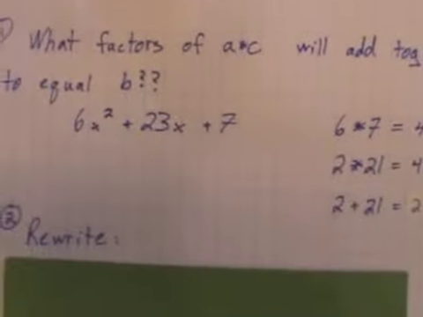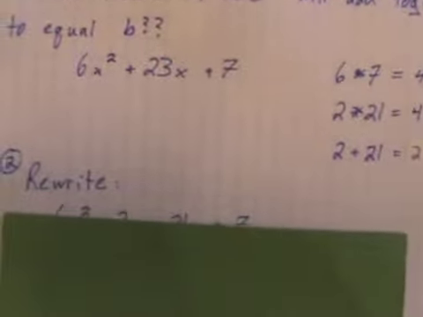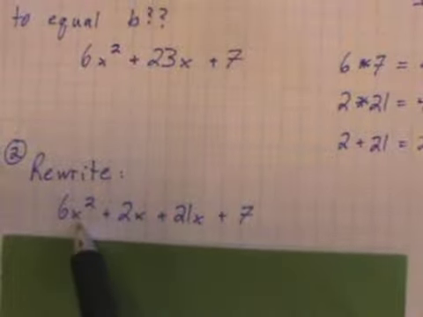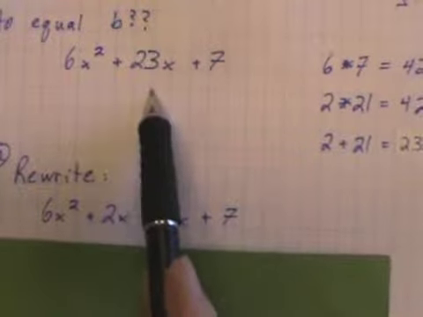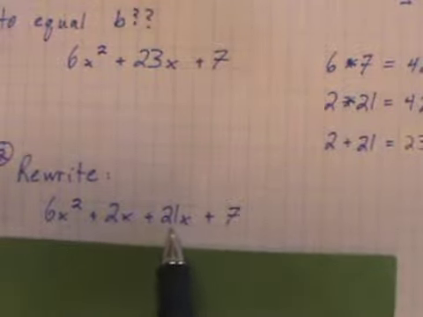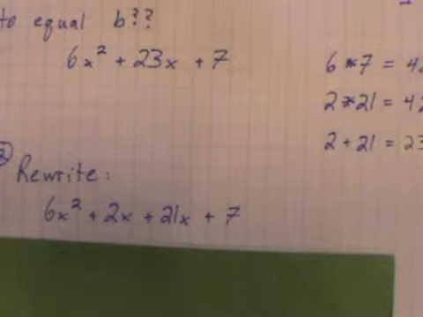Step 2, rewrite this way. See what we've done? We've taken 23x and we've broken it down into 2x plus 21x plus 7.